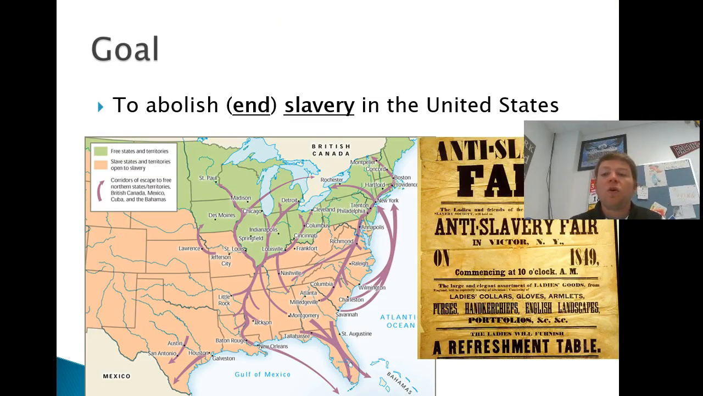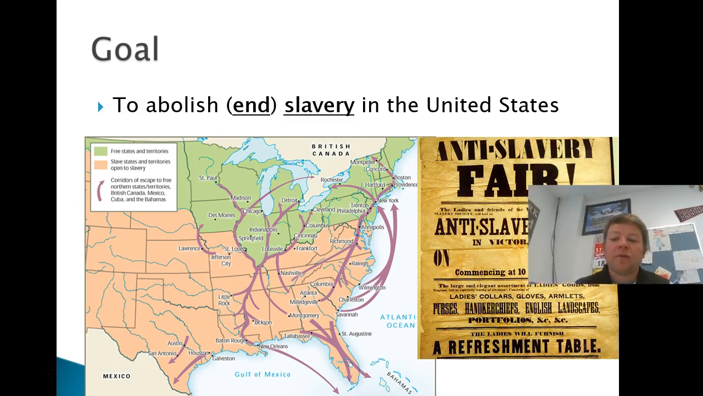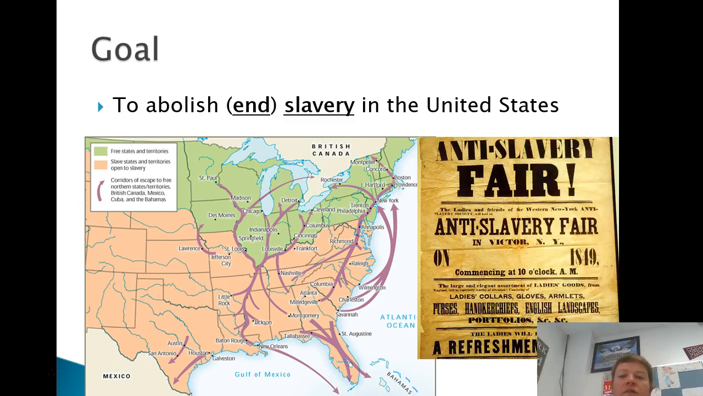The overall goal of the abolitionist movement is obviously to abolish or to end slavery. You can see the anti-slavery fair there. Now, not all abolitionists agreed on how to get there. Some abolitionists said, as fast as possible. Some favored a gradual approach. Some favored, let's end slavery and then send all the African Americans back to Africa.